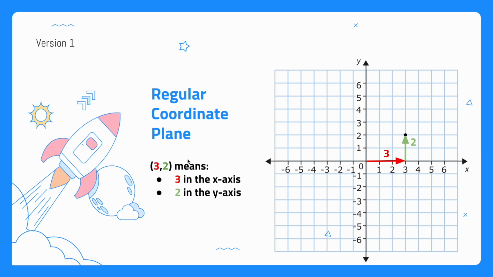One way to show the point on the regular coordinate plane is by using this notation. So you have your x value and then your y value separated by a comma in between parentheses. So this means that you're at the value 3 on the x-axis and the value 2 on the y-axis. If you switch these numbers, for example, and you have 2, 3 instead, you'll go to 2 on the x-axis and 3 on the y-axis. So your point would be up here instead.